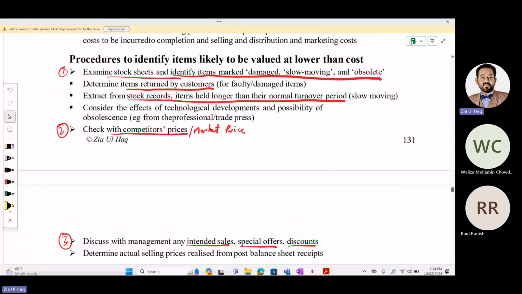Suppose management is saying, okay, the cost is 100, we can sell these items at 90. But suppose in the market, those items are being sold by a competitor at 70. Can this company sell at 90? No, their value is 70 rather than 90. If management is saying, no, our products are of much better quality than the competitor's, we can sell them at 90, we will say, okay, keep it at 90.